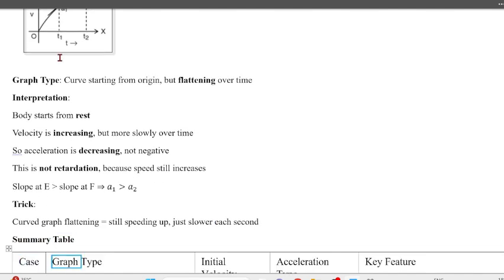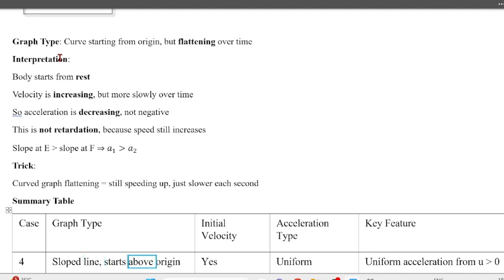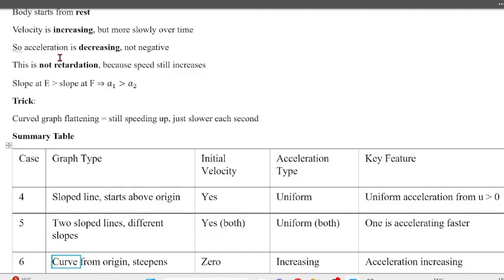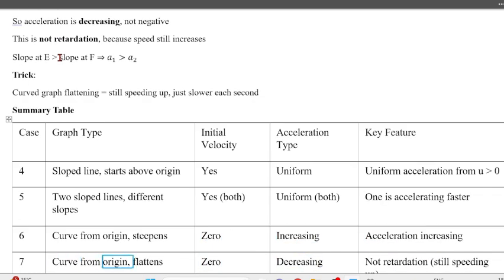Summary table: case, graph type, initial velocity, acceleration type, key feature. 4: sloped line starts above origin, yes, uniform acceleration from u0. 5: two sloped lines, different slopes, yes, both uniform, one is accelerating faster. 6: curve from origin steepens, 0, increasing acceleration. 7: curve from origin flattens, 0, decreasing acceleration. Not retardation, still speeding up.